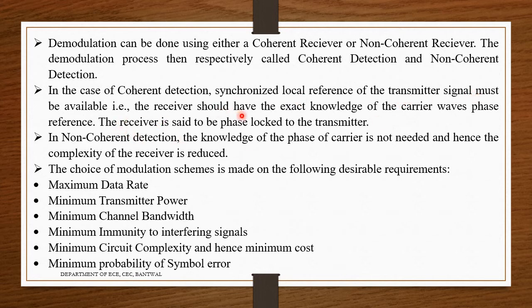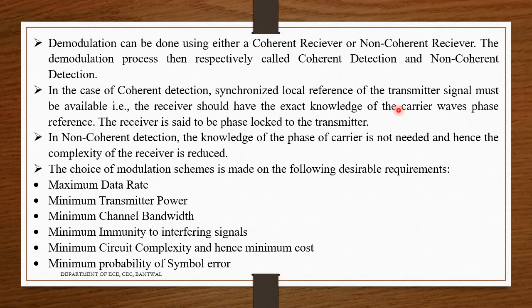available. That is, the receiver should have the exact knowledge of the carrier wave phase reference. The receiver is said to be phase locked to the transmitter. So whatever we give to the transmitter and the receiver, it should have a common local reference. What kind of carrier signal has been given, the same information has to be given to the receiver. The same thing we give, we usually call this the basis function here.